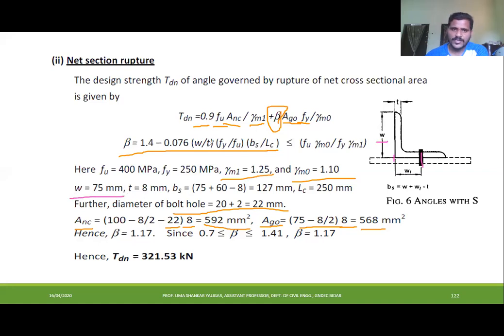Now T means the thickness. The thickness of the angle section is 8 mm. Then Bs is the shear lag width, which we have discussed explicitly in the previous sessions, where Bs is equal to W plus W1 minus T. W is the outstanding leg width, which is 75. But W1 is the distance from here to the center line of the bolt. This you will get from the diagram.